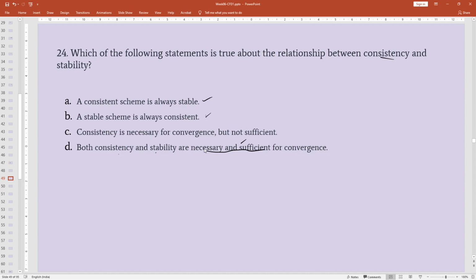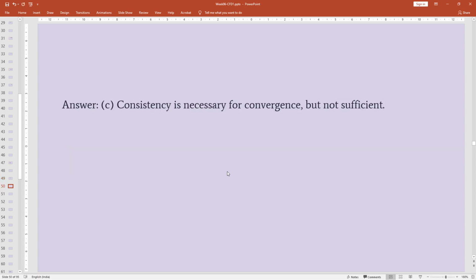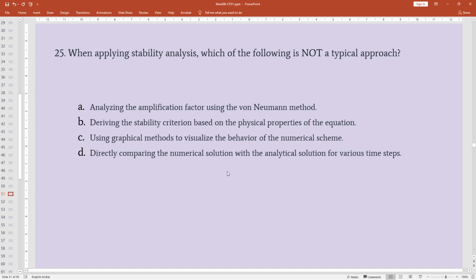It is true that both consistency and stability are necessary for convergence, but they are not sufficient for convergence. So option C, consistency is necessary for convergence but not sufficient. Along with consistency, stability and other factors are needed. So the Lax theorem, but without adding the term stability, option C is our answer. The issue lies in this part, sufficient. Moving on to the next question.